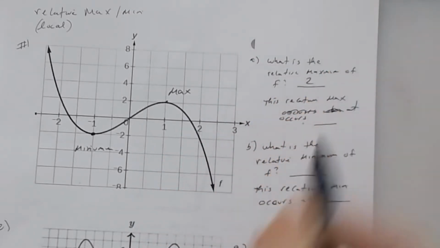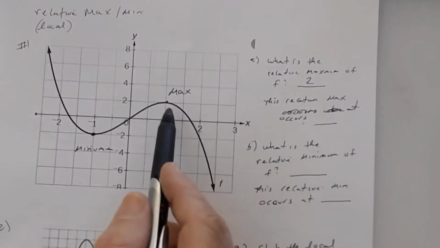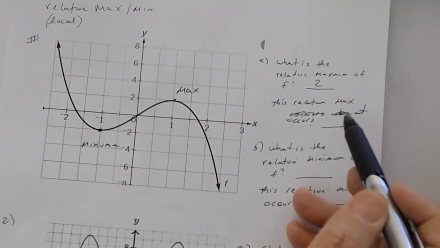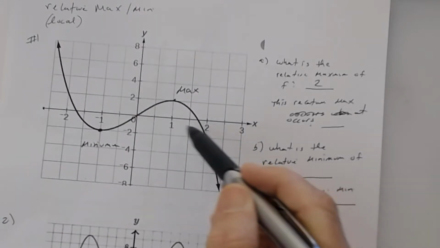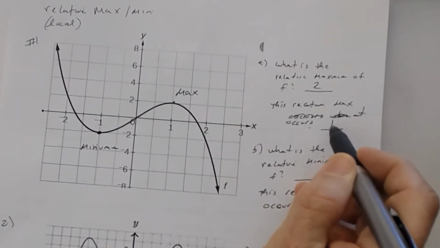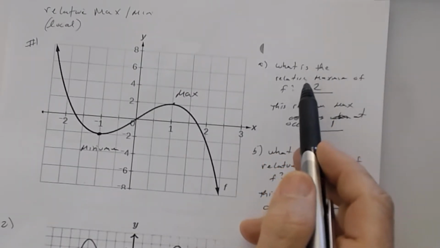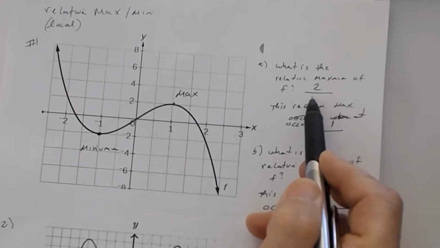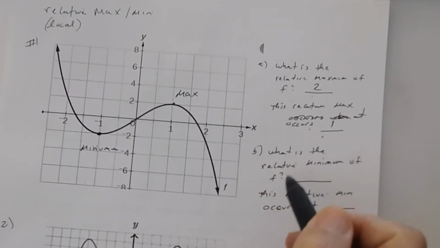2. So the relative maximum y value. So this right here is a maximum point. The y value is 2. When I say the relative maximum occurs at, I'm talking about the x value. So it occurs at what x value? 1. So this is the x value, this is the y value. So the relative maximum has a y value of 2, and it occurs when x is 1. Okay, let's go to part B.